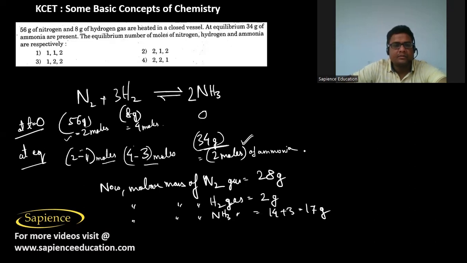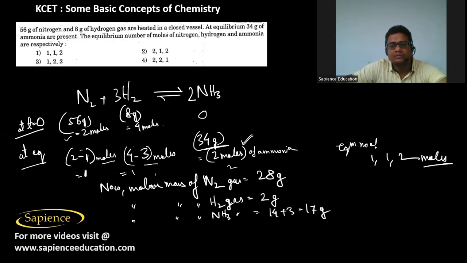Now, therefore, the equilibrium number of moles of nitrogen, hydrogen, and ammonia will be 1, 1, and 2 moles. That will be the equilibrium number of moles. So option 1 is the correct answer.